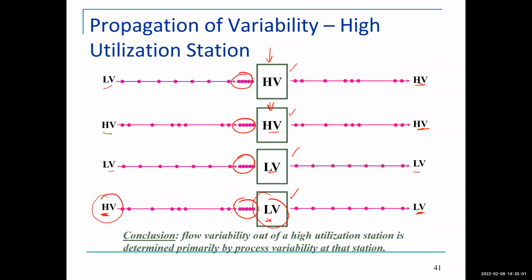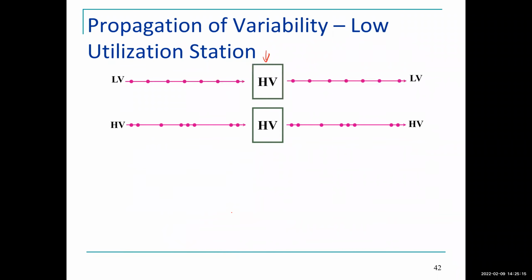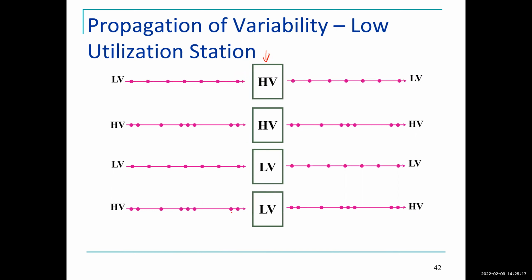Because the machines are busy, even though they have high variability arriving at this queue, the queue is going to put a buffer. Even though you are coming in this way, you have to wait until the machine becomes available. That's not the case here. There's no queue. They come in with very low utilization, don't wait, and go out. As they come in, they come out.